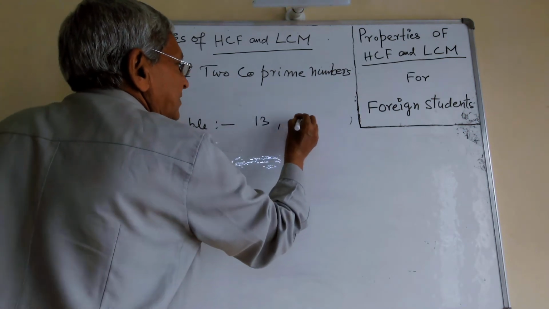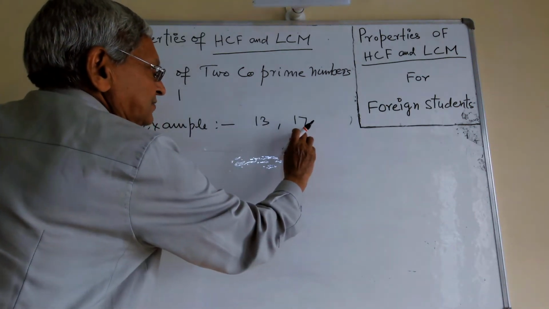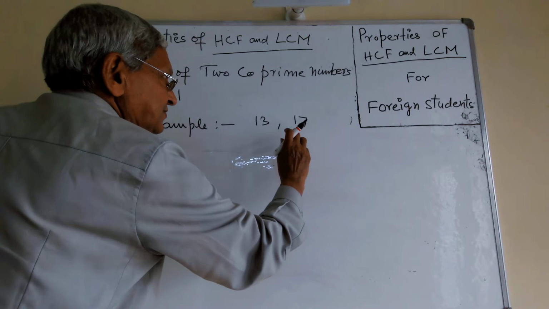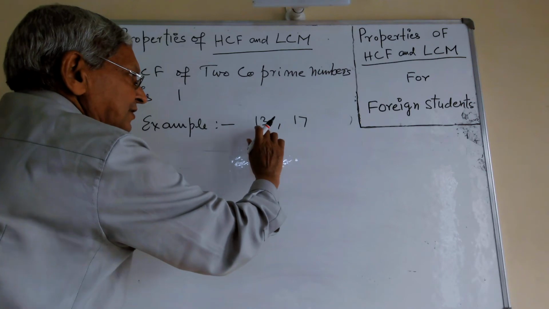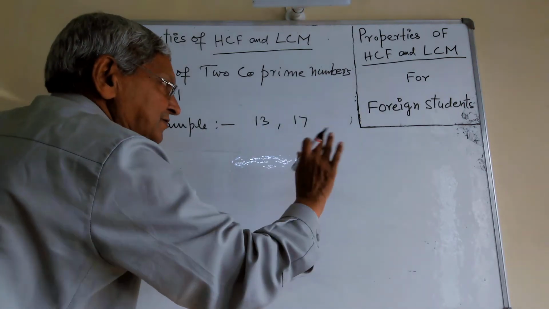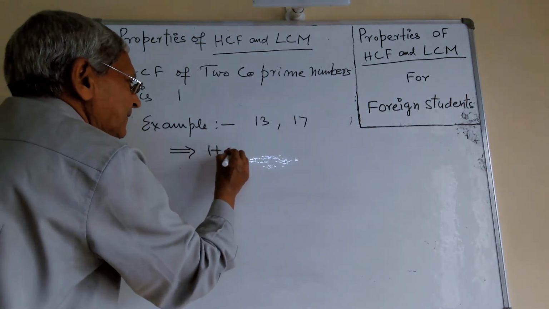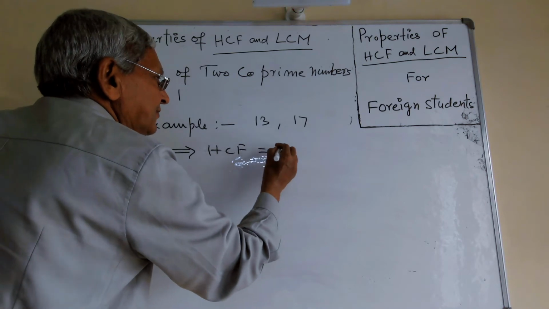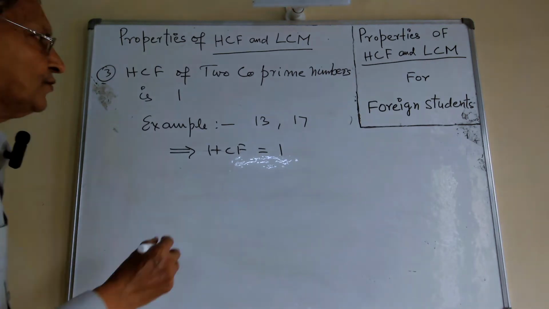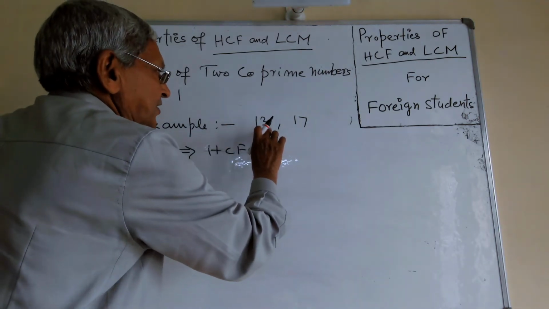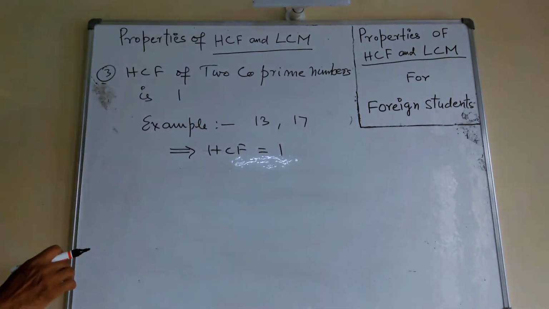13 and 17. This is the example. These are the two co-prime numbers, and they have no common factor. In 13 and 17, there is no common factor. Hence, this implies HCF of 13 and 17 is 1. Because there is no common factor, you cannot find the prime factors of 13 and you cannot find the prime factors of 17. So therefore HCF is 1.